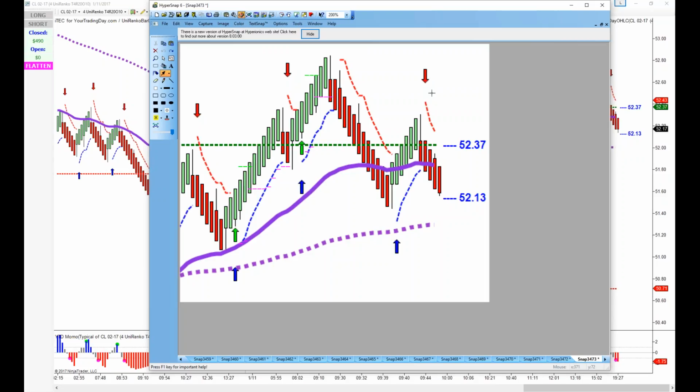Nice, right? Also, please note that the iTech robot, these green arrows, took these 2 trades, made $490 when I was out shopping today. How sweet is that? It entered the trade. It moved my stop loss. It closed the trade. I made $490 while shopping. That's what I'm talking about.